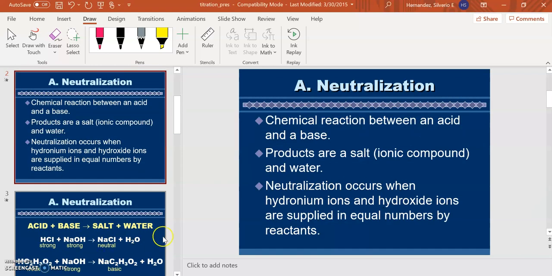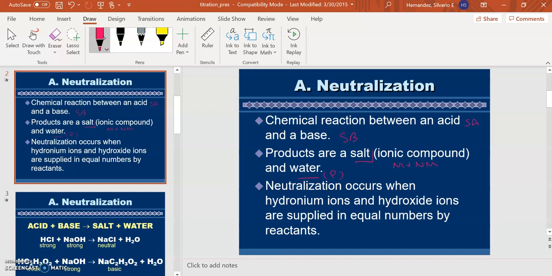So getting to the second slide here, if you remember, a neutralization reaction occurs between a strong acid and a strong base. So a strong acid and a strong base are going to be a part of a neutralization reaction. When you combine these two, strong acid, strong base, in solution, you're going to get a salt. And remember that the salt is a metal plus a non-metal. And you're going to get some water in the form of a liquid.